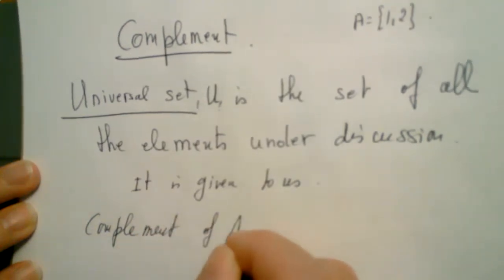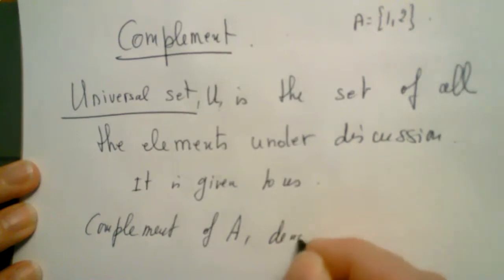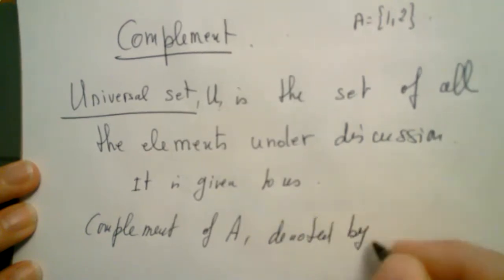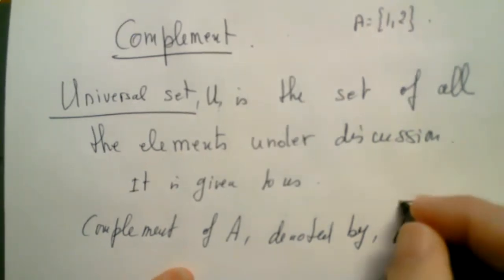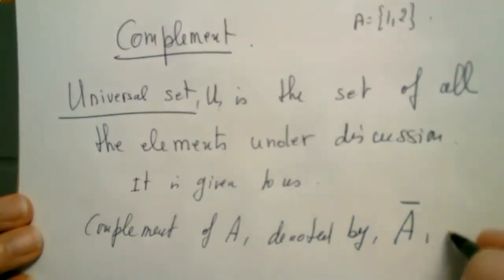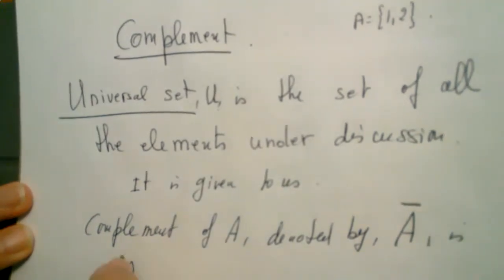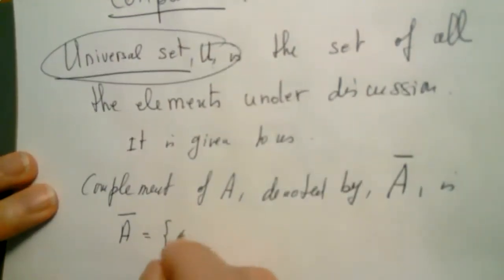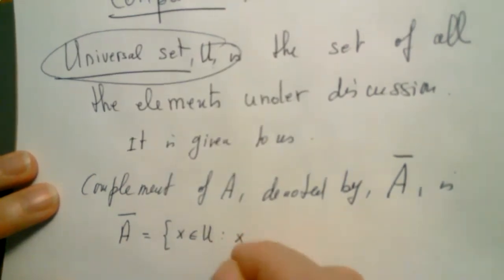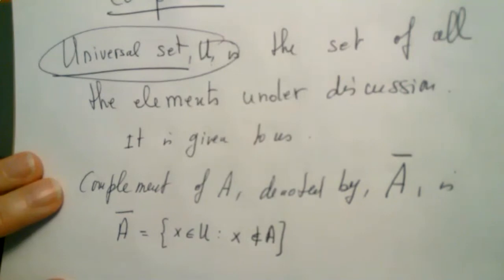The complement of A is denoted by, there are different notations depending on the book, A with a bar. The complement is defined by: the complement of A within my universe U is everything in my universe that is not in A. Okay? So when I want to talk about complement, what's the picture that should go with it?